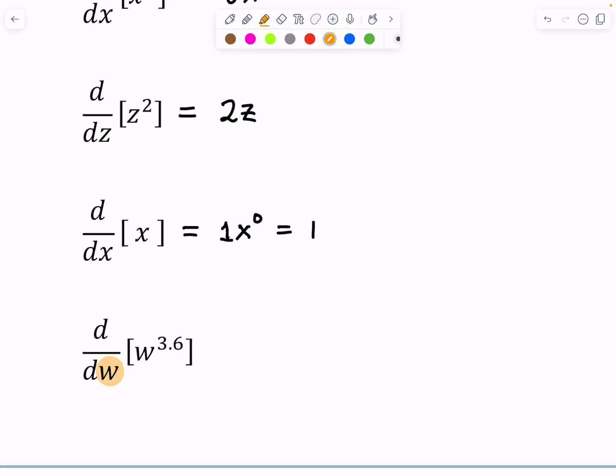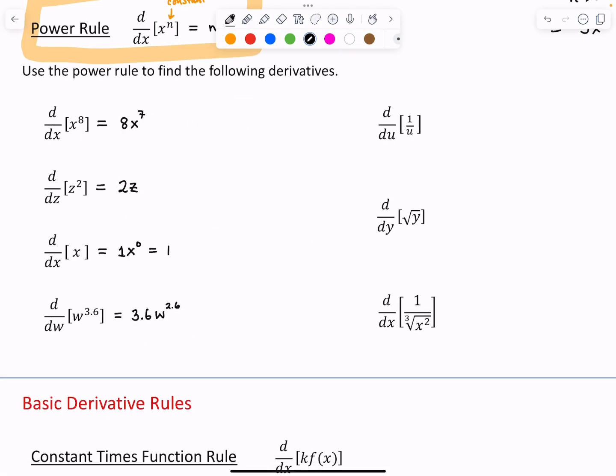Now, derivative with respect to w of w to the 3.6, that power will become a coefficient, the w will repeat, and then the new power will be one number less than 3.6, which is 2.6. Okay, let's look at these examples.